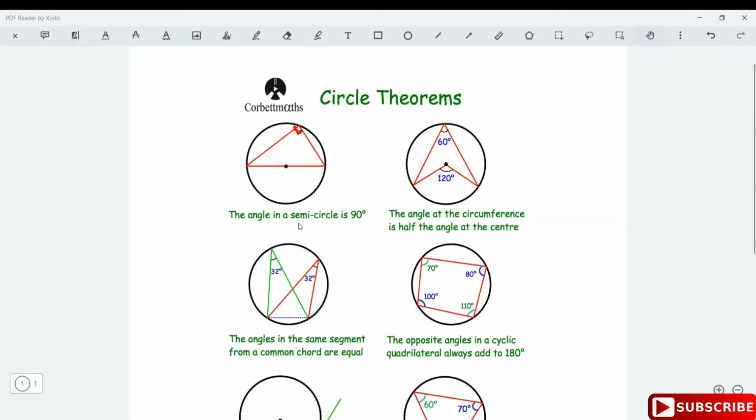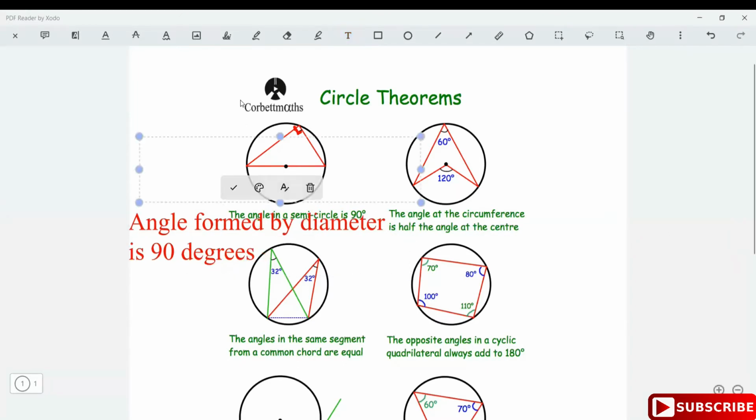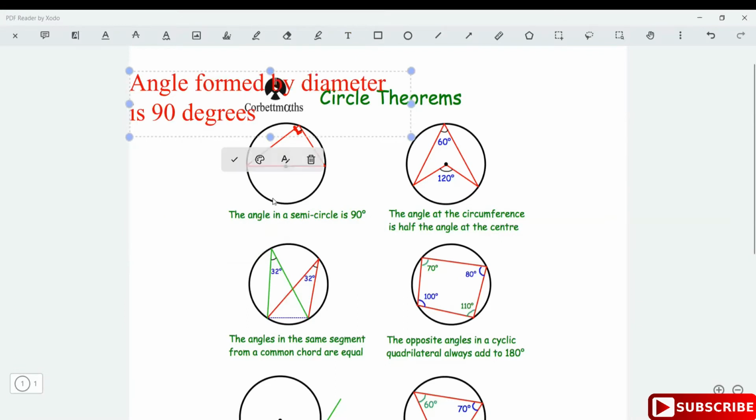Another way of rephrasing this is to say the angle subtended by the diameter is 90. Angle formed by the diameter is 90 degrees. Alright, let me try and space this out just a little bit. That's what we're saying for the first one, so I'm going to put it up here: angle formed by the diameter is 90.